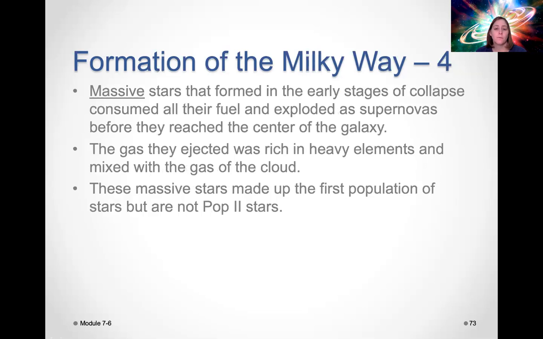Massive stars that formed in the early stages of collapse consumed all of their fuel and exploded as supernovas before they reached the center of the galaxy. The gas they ejected was rich in heavy elements and mixed with the gas of the cloud. These massive stars made up the first population of stars, but are not population 2 stars.